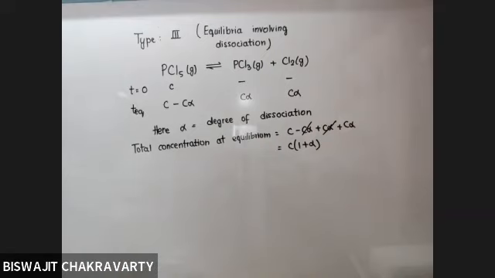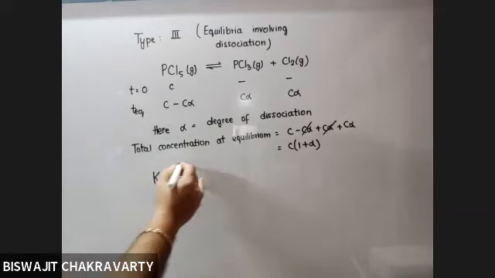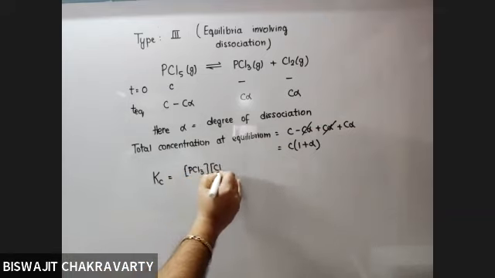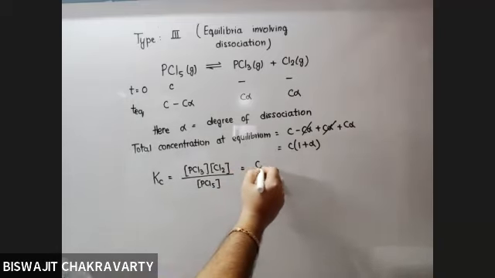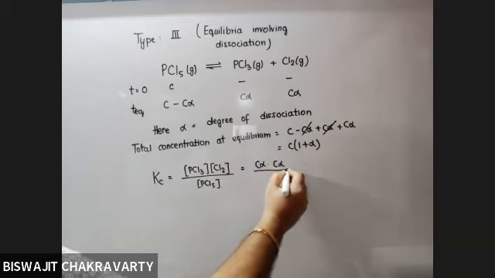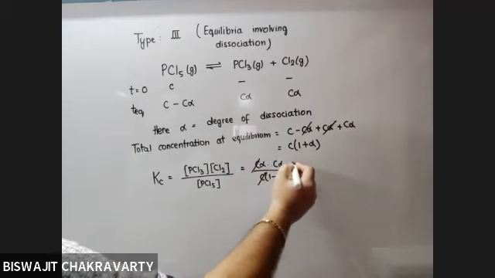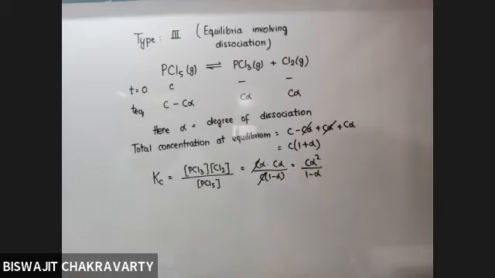So now let us derive the Kc expression. Kc expression will be the concentration of PCl3 into the concentration of Cl2 divided by the concentration of PCl5, which will come out to be C alpha into C alpha divided by C into 1 minus alpha. C and C cancel and you are going to get C alpha square by 1 minus alpha. So this is the expression of Kc.